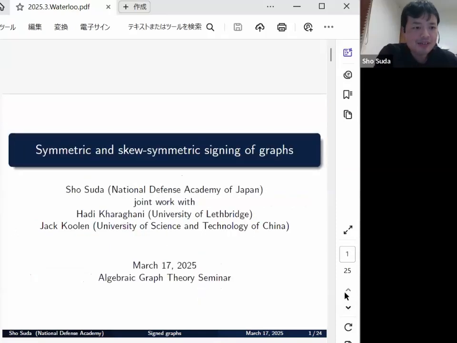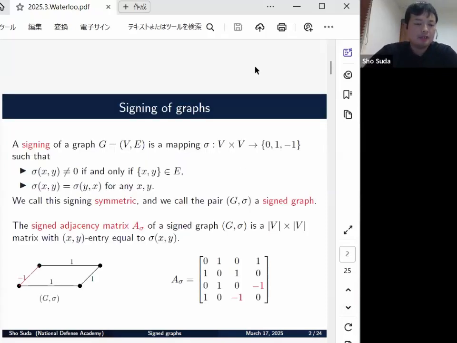I'm going to talk about symmetric or skew-symmetric signing of graphs, and this talk is based on joint work in progress with two professors, Hadi Karagani and Jack Coren. First of all, I'd like to define the signing of graphs. Maybe many of you know this concept, but I will start with its definitions.